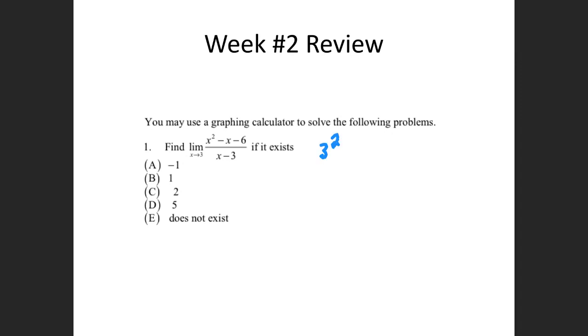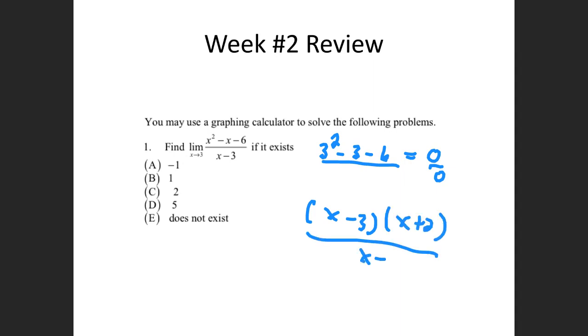That's going to give me 3 squared minus 3 minus 6. So that's 9 minus 9, which is 0 on the top. If I put 3 on the bottom, 3 minus 3, that's 0. So I have 0 over 0. Can't do it the way it sits, but I'm going to factor the top and bottom. The top factors to x minus 3 times x plus 2. The bottom doesn't factor. It's still just x minus 3. However, I can simplify. Now I have x plus 2. So now if I plug 3 in here, 3 plus 2 is 5. So my limit would be 5.